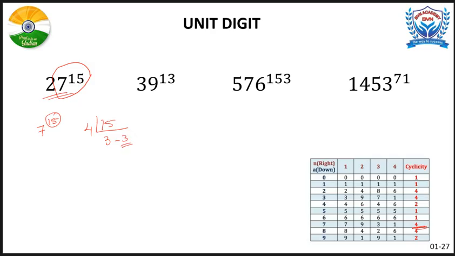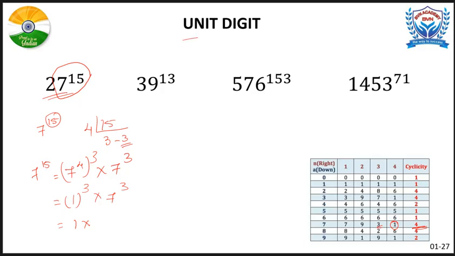So 7 to the power of 15 can be rewritten as 7 to the power of 4, raised to the power of 3, into 7 to the power of 3. Now you look at the table, 7 to the power of 4 is 1. So substitute 7 to the power of 4 as 1, raise it to power 3, and rewrite 7 to the power of 3 as it is. Now 1 to the power of 3 is 1. Now 7 to the power of 3 is, from this table itself, you can easily say, 3.